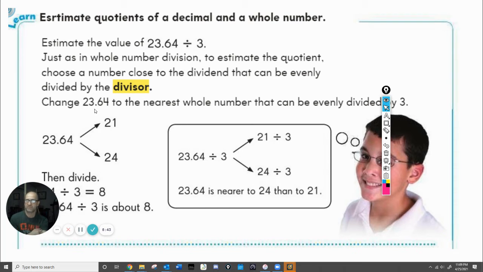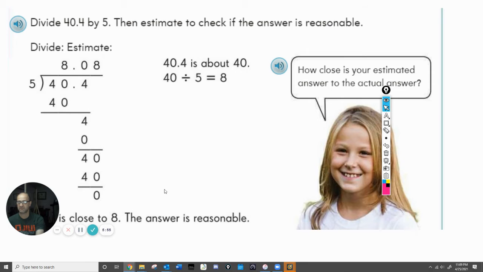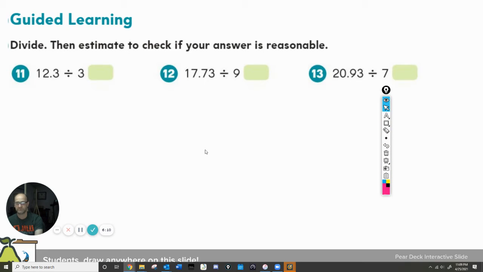So we're going to change 23 and 6/10 to the nearest number that can be divided by 3. 24 is a slightly better choice. If you do 24 divided by 3, your answer is going to be about 8. Okay. If we're doing 40 and 4/10 divided by 5, our estimate here is 40 divided by 5 is about 8. When they actually do the division, they get 8 and 8/10. Reasonable answer.